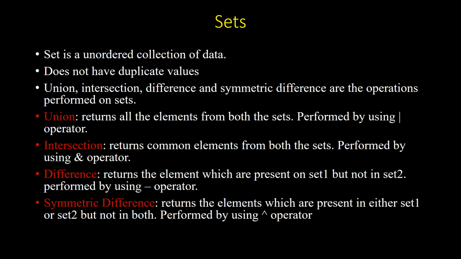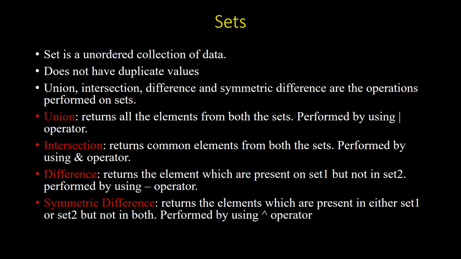Next one is the set. A set is an unordered collection of data. It does not have duplicate values. Union, intersection, difference and symmetric difference are the operations that can be performed on a set. In union, it returns all the elements from both. Suppose I have two sets, set 1 and set 2. Here it returns all the elements from both sets. It can be performed by using this operator symbol.